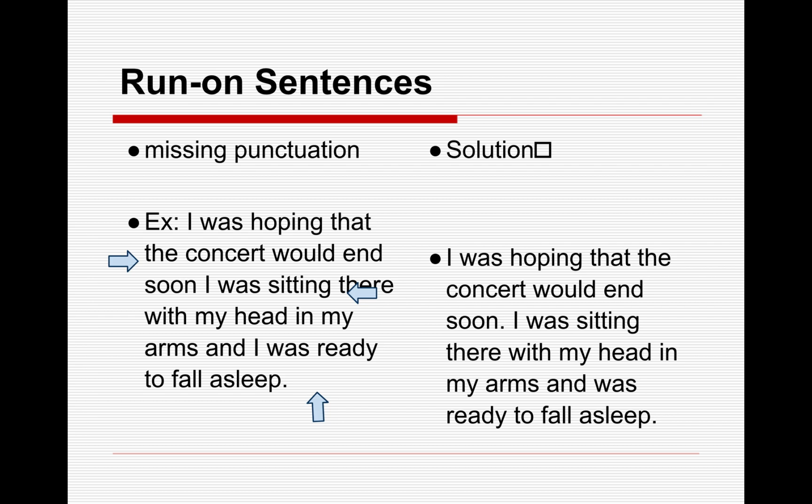I was hoping that the concert would end soon, period. Now we have that independent clause by itself. For the second part, I put, I was sitting there with my head in my arms and was ready to fall asleep. I could put the word I after the word and and just have a comma after the word arms, and I would have a compound sentence, and that would also be fine, okay? Each of those work, and you'll notice with some of these that there are ways to fix them in more than one way, okay?